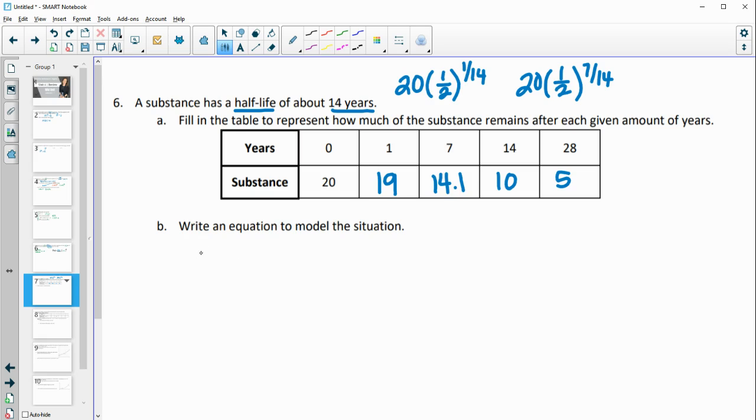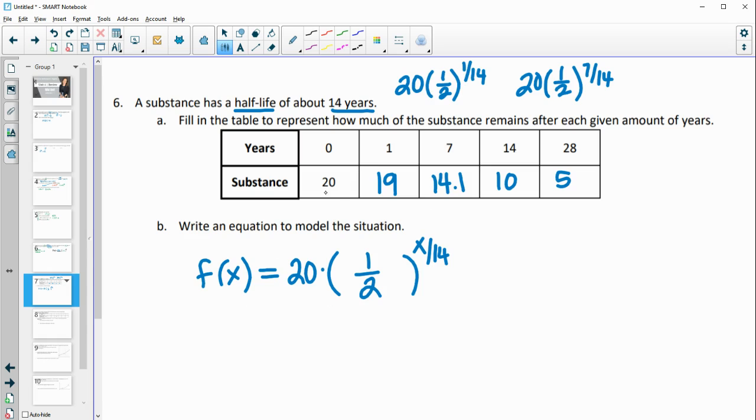So then when we write an equation to model this, we kind of already have done it up here. We just have to do it generically. So if I just say f of x, then we're going to get the initial amount, which is 20, and then times the growth rate here. And so we can do times 1/2, its half-life. And then this will be x over 14, since it's every 14 years it has this half-life. So that's an equation that you could write.